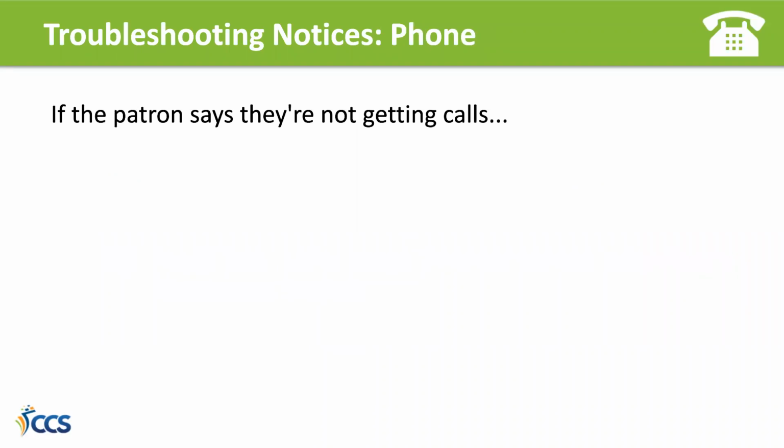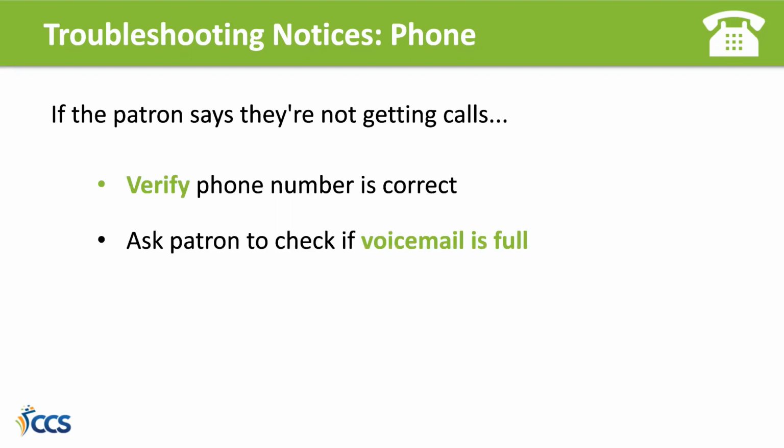So let's start with phone calls. The patron is set up for phone notices, but they say they're not getting calls. There's a couple things we can do. Some of these are going to be really obvious, but I feel like I need to say them anyway. Check with the patron that the phone number is correct, that there are no inverted digits or anything. Also, have the patron check to see if their voicemail is full. This seems like a really simple and obvious step, but if they're anything like me, it can be easy to forget to delete voicemails.